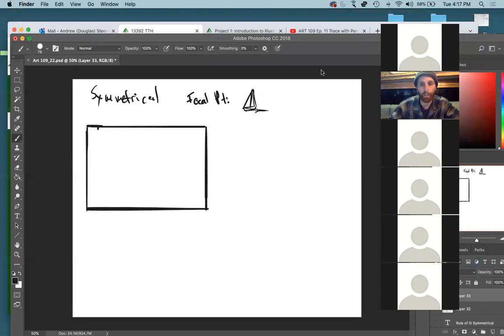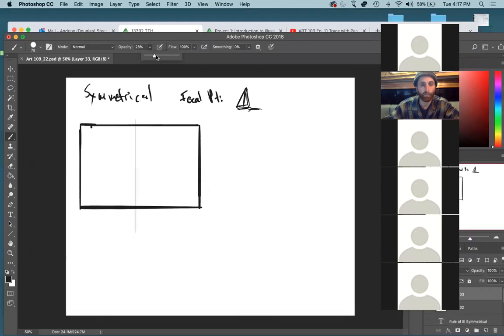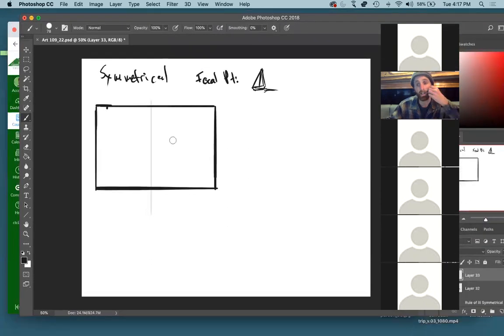As you're working, lots of times I will very lightly sketch in those guidelines, especially as you're starting out, as you're working on your thumbnails. I would suggest sketching in those guidelines, whether it be symmetrical or for the rule of thirds. So let's start with that focal point. Let's just put that focal point right here in the middle.